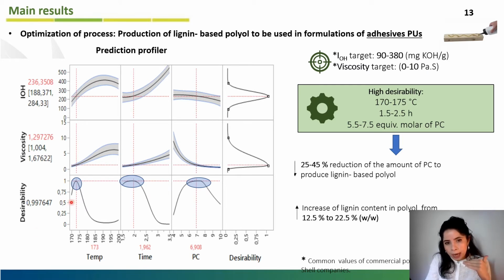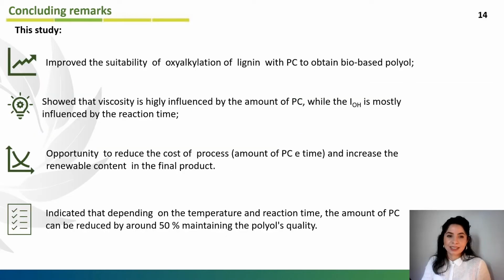So to obtain a process with high desirability here, the process should be carried out at this condition: temperature between 170 to 175 Celsius degrees, time between 1.5 to 2.5 hours, and the PC amount between 5.5 to 7.5 equivalent molar. Working in this condition, it is possible to reduce PC amount a maximum of 45% and increase lignin content to a maximum of 22.5%.